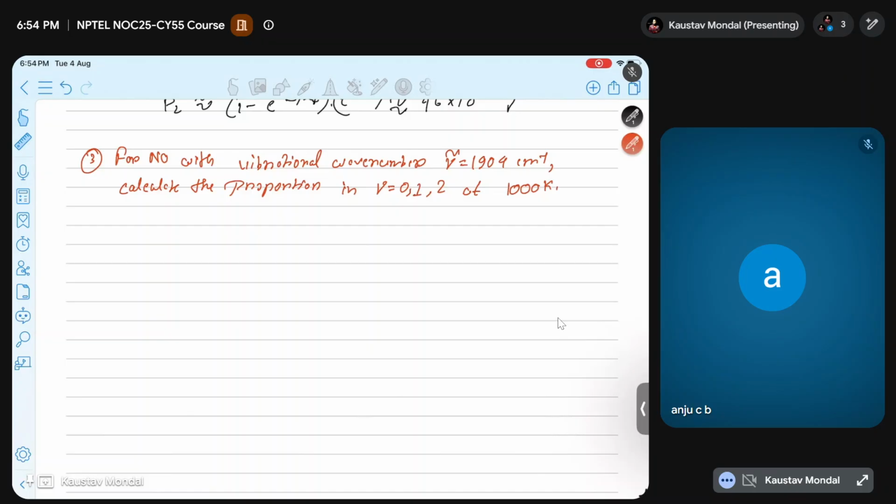So similar problem, but here I can see the temperature will be a bit higher, 100 Kelvin or 1000 Kelvin. So we'll check how this temperature plays a role in regulating how the particles are distributed in the energy levels.